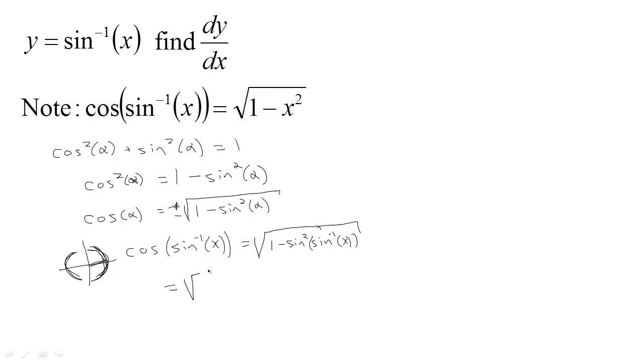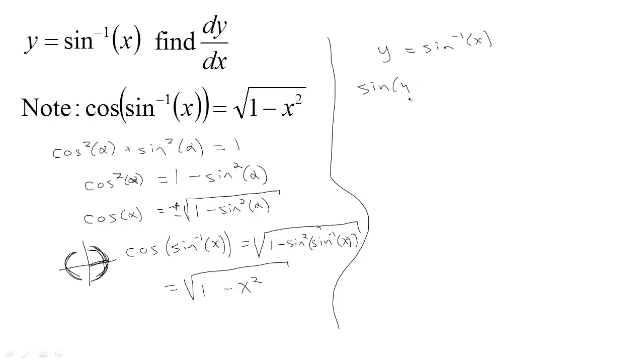So this is going to turn out to be 1 minus the sine of the arcsine of x, and we've got sine squared, so it's going to be 1 minus x squared. Now we can go ahead and proceed to take the derivative once you accept that that's true. So we have y is equal to the arcsine of x, which means y is the angle whose sine is x, the angle between minus pi halves and pi halves, whose sine is x, so the sine of y is x.